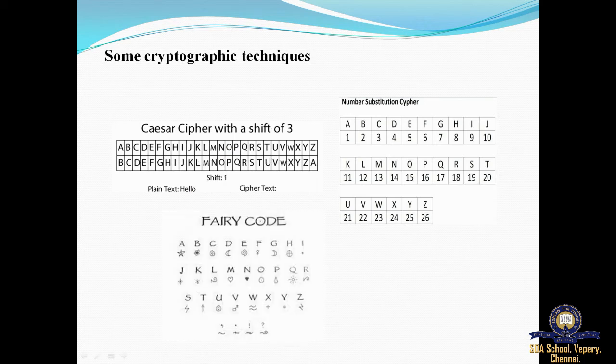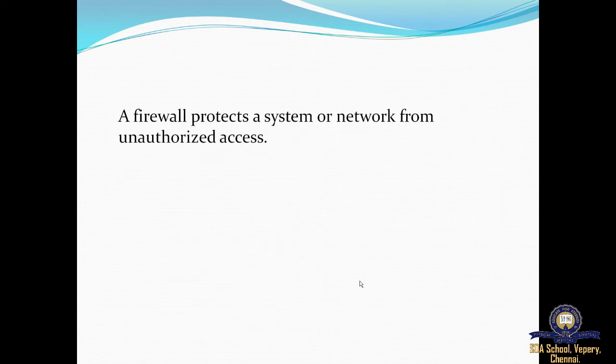And thirdly, you can use a fairy code, that means some symbols. These symbols can be used for converting your original message to an unreadable form. These symbols we have seen in the previous example, right? Okay, so these are some of the cryptographic techniques we are using for transferring an original message to an unreadable message. So we have one more thing, a firewall.